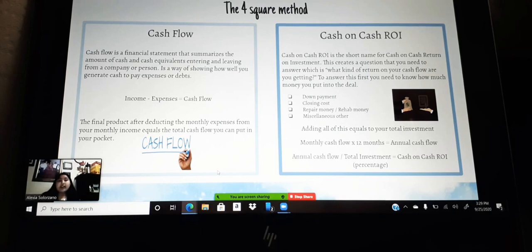Fourth would be cash-on-cash ROI, which is the short name for cash-on-cash return on investment. This creates a question that you need to answer, which is what kind of return on your cash flow are you getting? To answer this, first you need to know how much money you put into a deal, which in other words will be your total investment, which includes down payment, closing costs, repair money, rehab money, and miscellaneous other. After all of this, for you to get your cash-on-cash ROI, you need annual cash flow divided by total investment, which equals your cash-on-cash ROI, which most of the time comes out as a percentage.